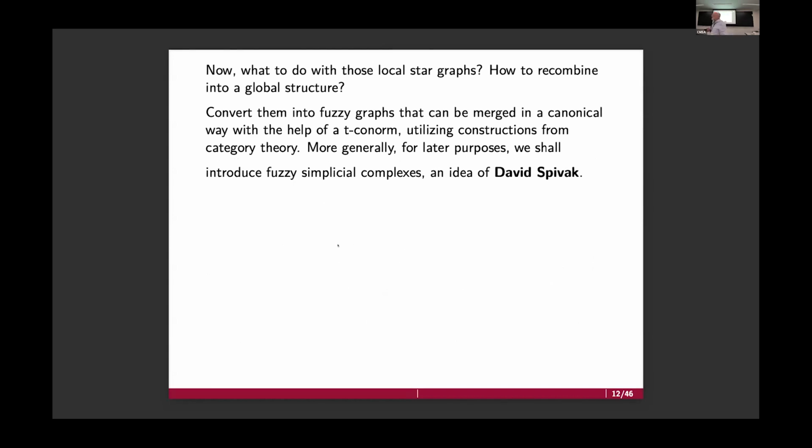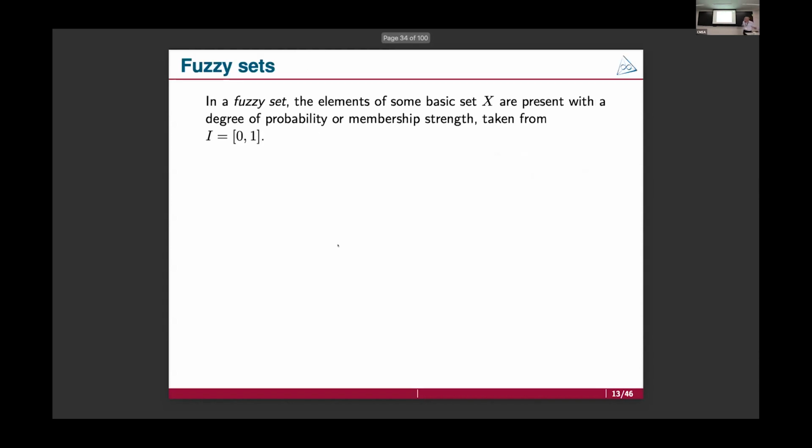You have these fuzzy graphs, they can be merged in a more or less canonical way with the help of a T-conorm, which I will also explain. And in fact, that works not only for graphs, but also for simplicial complexes. And since I want to make connections with other schemes, I will also introduce that. So now let's go a little into category theory, into a different domain.